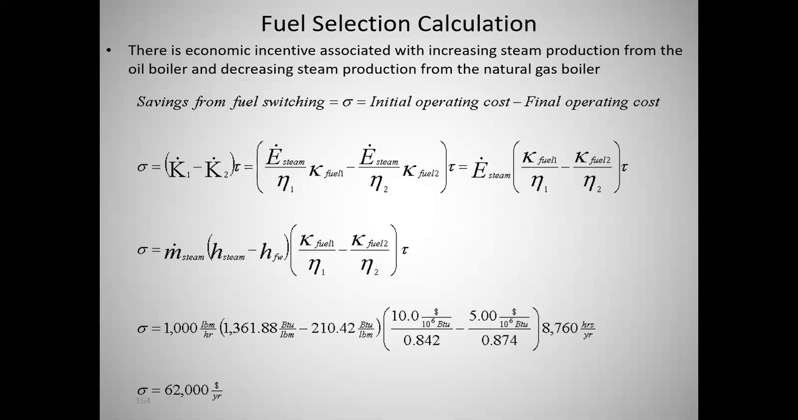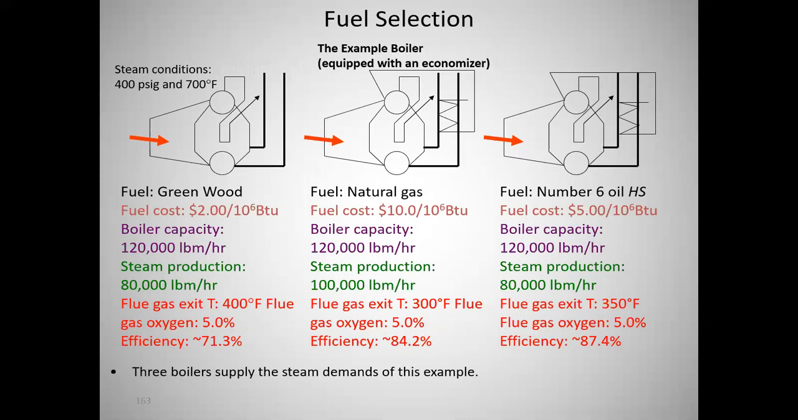That's kind of interesting. Well, let me see, how much am I making? Well, I'm already making 100,000. Oh no, I'm making 80,000 pounds with my high sulfur oil boiler.